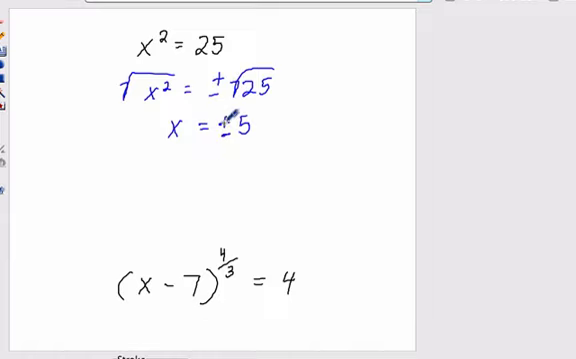Okay, so that's what plus or minus means. You have two solutions, 5 and negative 5. So I want you to think about that. X could have been positive or negative. When I squared it, it made it positive.